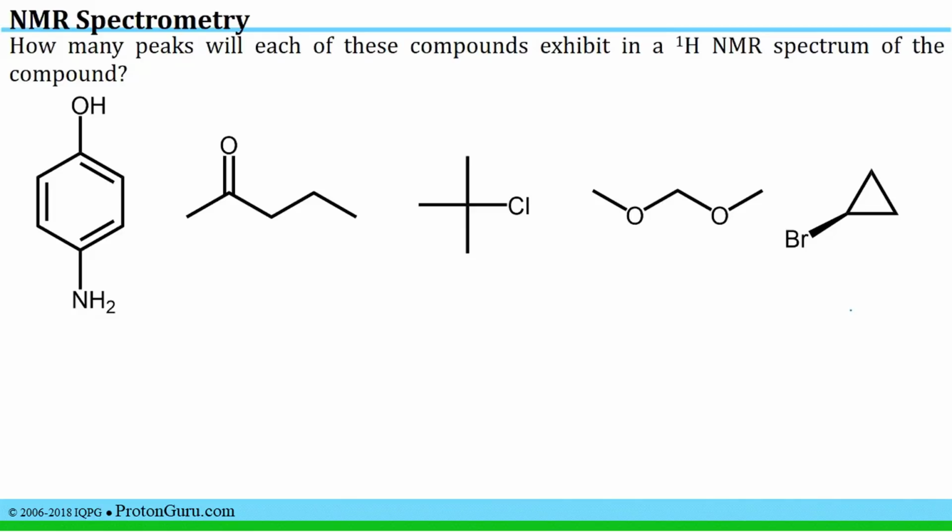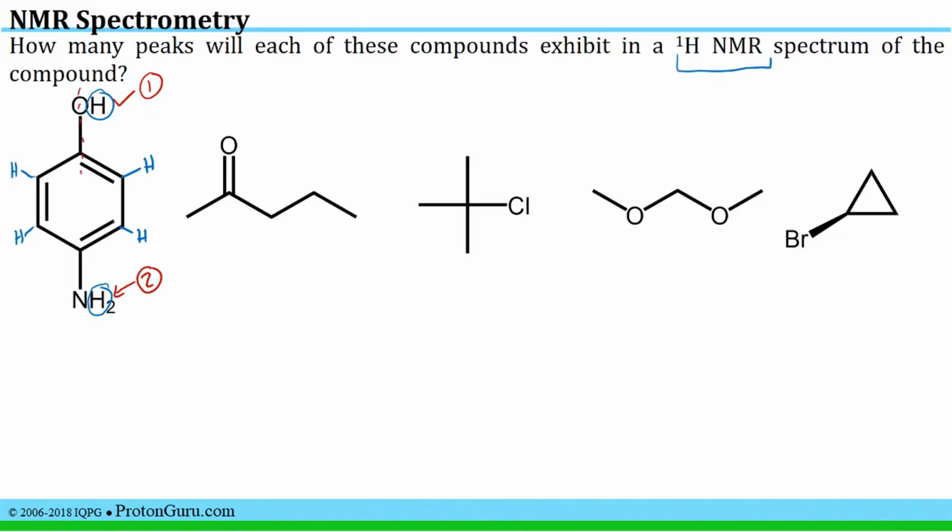If we do the same type of analysis for many of the same molecules, but now we're asked about how many signals each of these will exhibit in the proton NMR spectrum, now we're only looking at the protons, so all the hydrogens in the molecule. So if we start by filling those in, we can see that we should have a signal number 1 for that proton, another signal for the protons on the nitrogen.